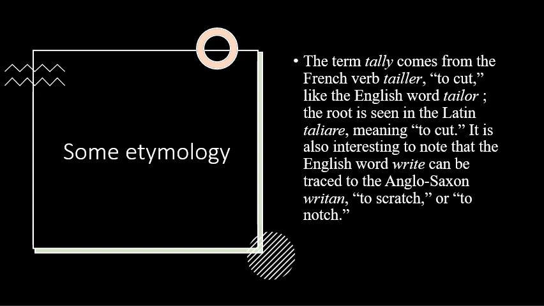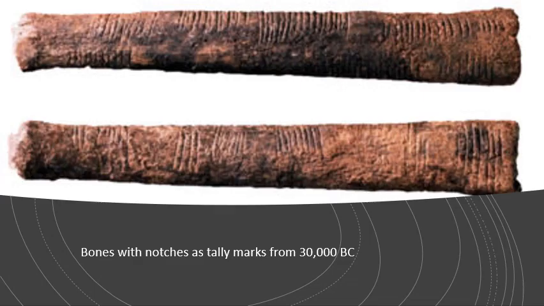It is also interesting to note that the English word write can be traced to the Anglo-Saxon ritan, which means to scratch or to notch. So most probably that's how they started. They would scratch a hard piece of object into some other objects, and that's how they started writing.